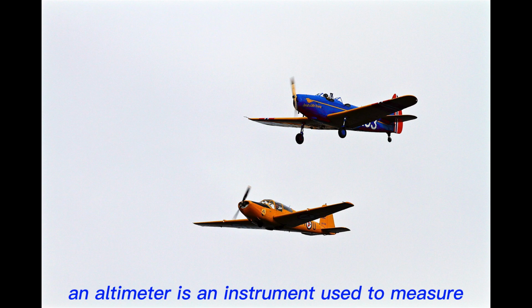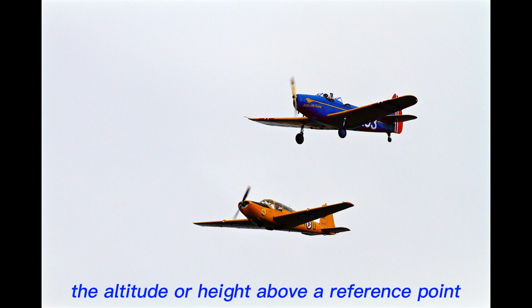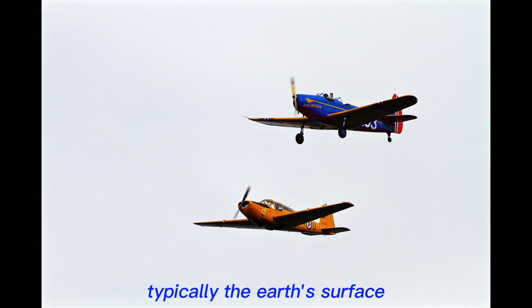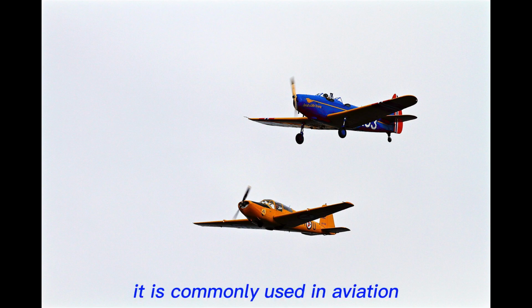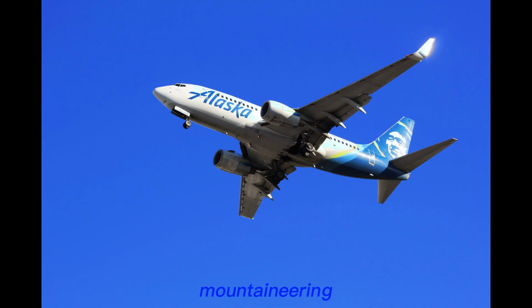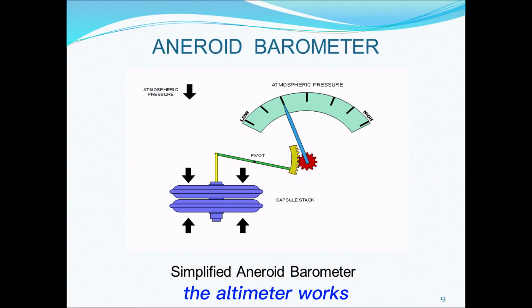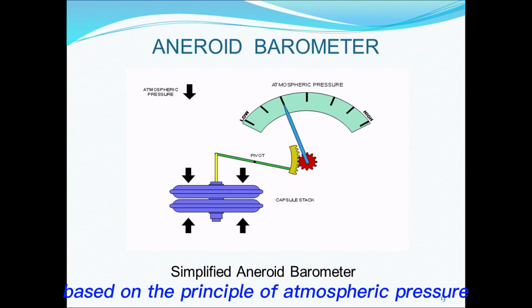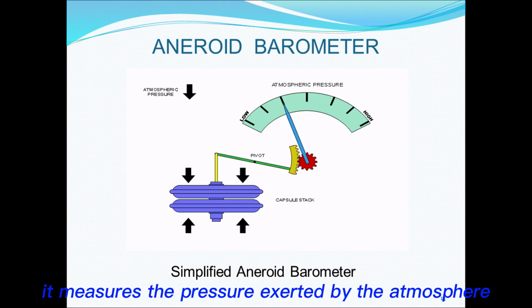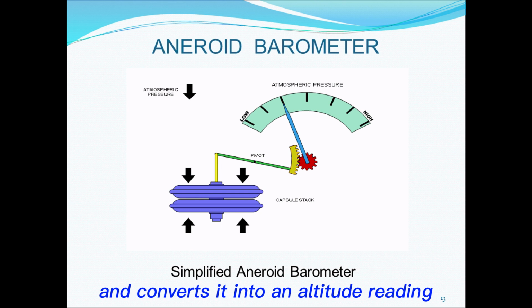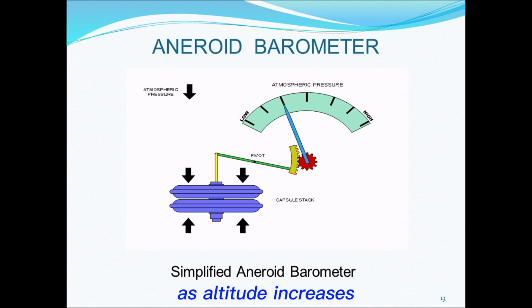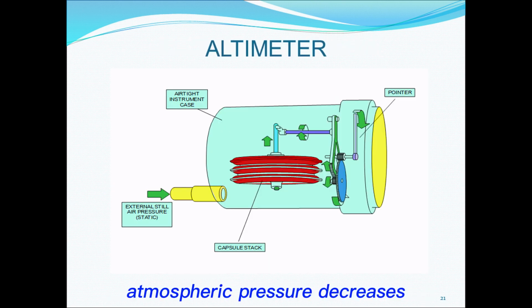An altimeter is an instrument used to measure the altitude or height above a reference point, typically the Earth's surface. It is commonly used in aviation, mountaineering, and other activities where knowing the altitude is important. The altimeter works based on the principle of atmospheric pressure. It measures the pressure exerted by the atmosphere and converts it into an altitude reading. As altitude increases, atmospheric pressure decreases.